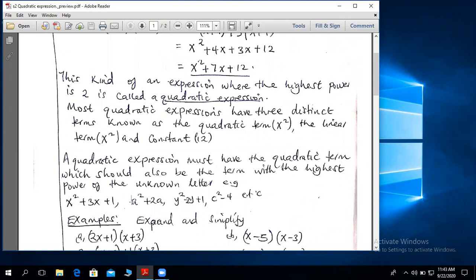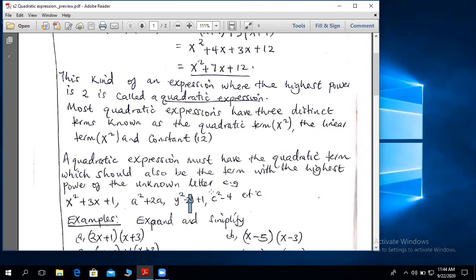Now, when you look at this one, it becomes a quadratic equation, but in the form of a. So in this case, the unknown is a, and that's why it is a squared plus 2a. Then this one also becomes a quadratic equation in the form of y, because the highest power of y is 2. Then in this one, the linear term is negative 2, not positive 2, because there is a negative.